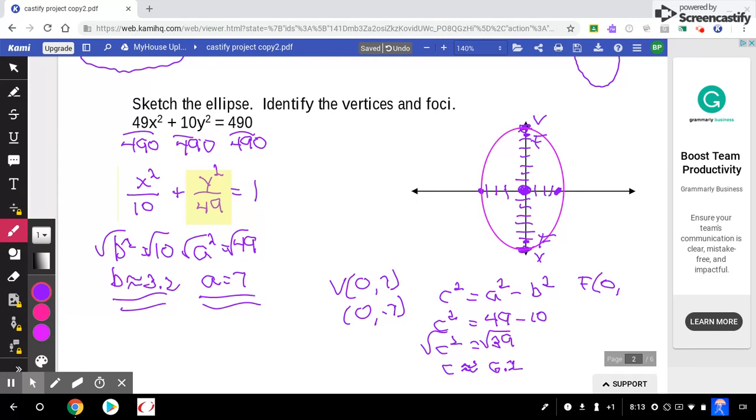So I know we went approximately 6.2, but hey, we're mathematicians. We want to be accurate. So where did the 6.2 come from in the first place? Well, that was the square root of 39. So to be accurate, I'm going to say the coordinate is (0, square root of 39). And the other one obviously went in the other direction. That's (0, negative square root of 39). So there's a sketch of an ellipse and how to find the vertices and foci. Thanks.